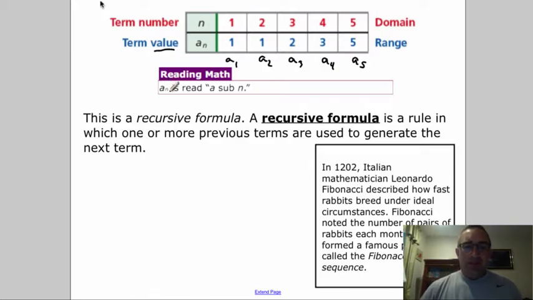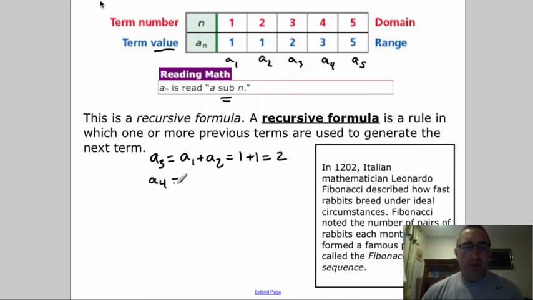Again, when you see the subscript, you use the word sub, so a sub n. Okay? Now, a recursive formula is a way or a rule in which one or more of the previous terms are used to generate the next term. So, if you notice this pattern up here, to generate the third term, a sub 3, I'm actually adding together a sub 1 plus a sub 2. So 1 plus 1 equals 2.